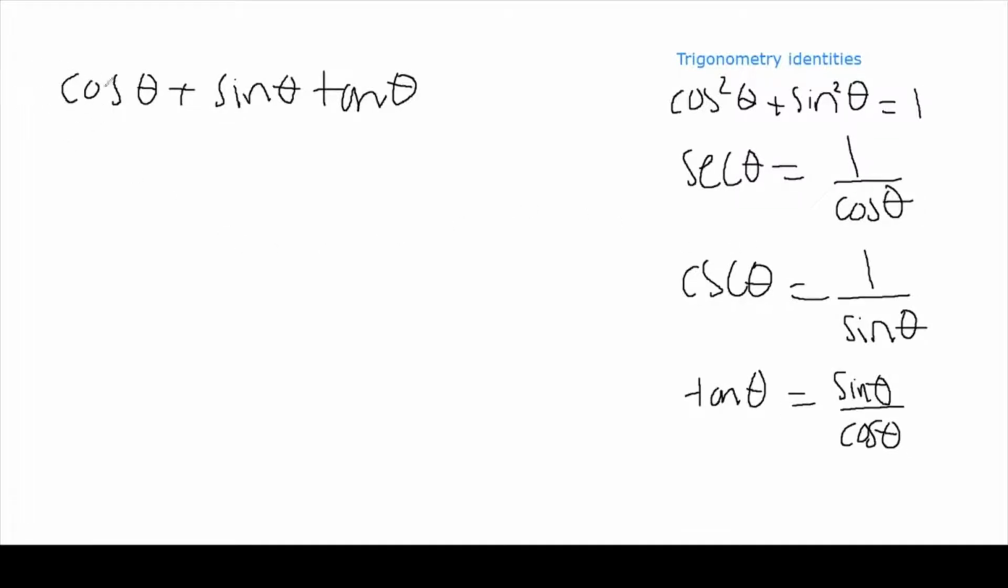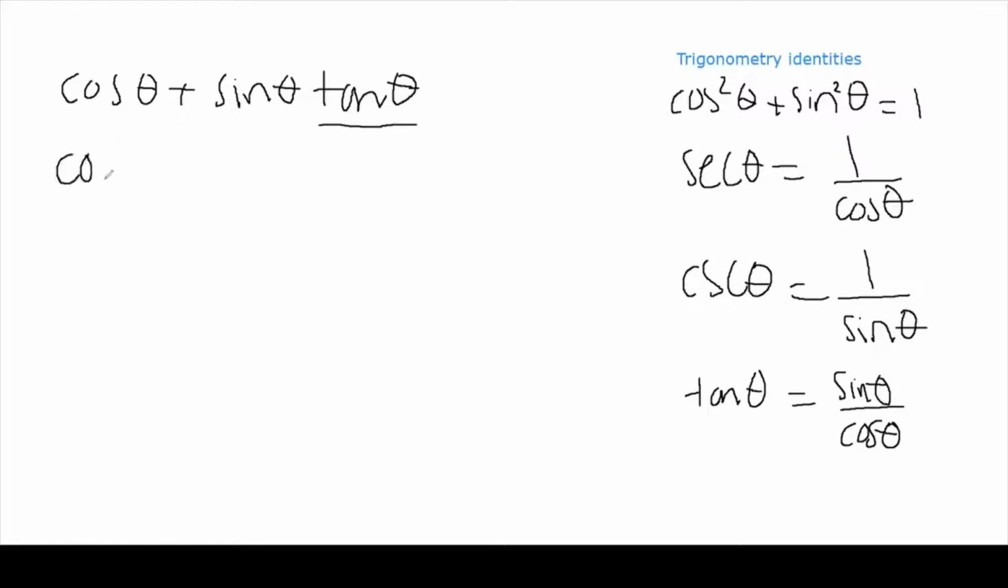So number one, we have cosine of theta plus sine of theta times tangent of theta. So for this, we want to turn everything into cosine and sine, and for this we want to make tangent of theta in the term of sine and cosine. So what is tangent of theta equal to? Tangent of theta equal to sine of theta divided by cosine of theta. This is because of the quotient rule.